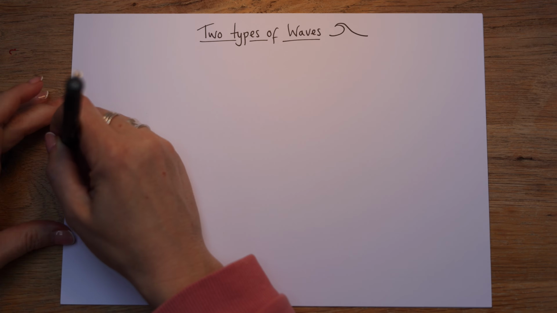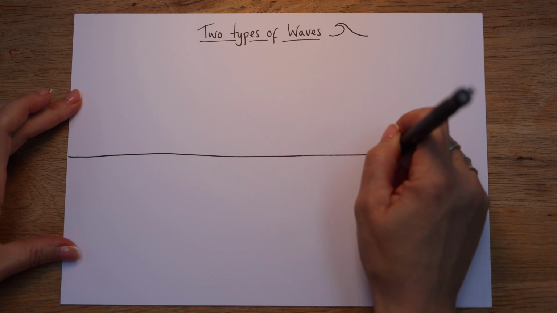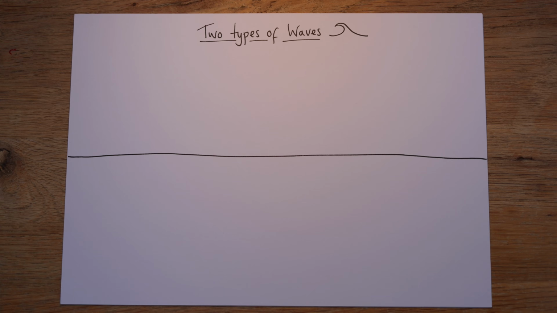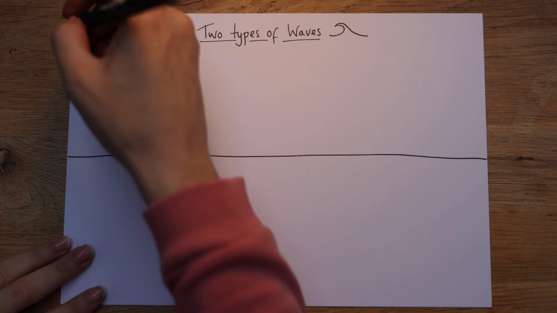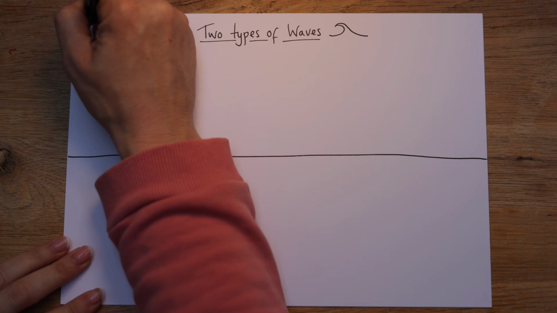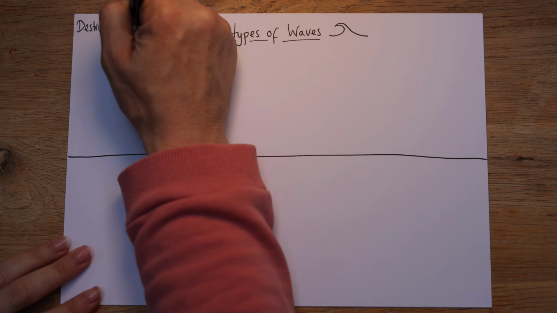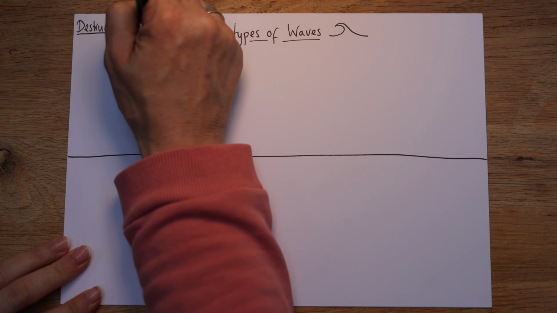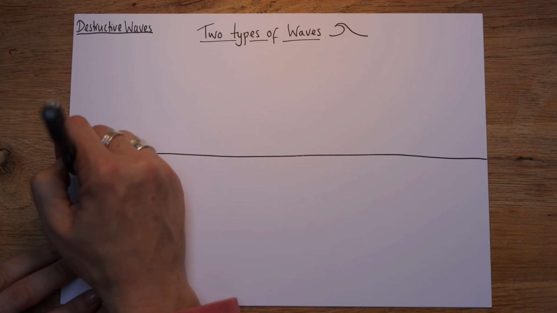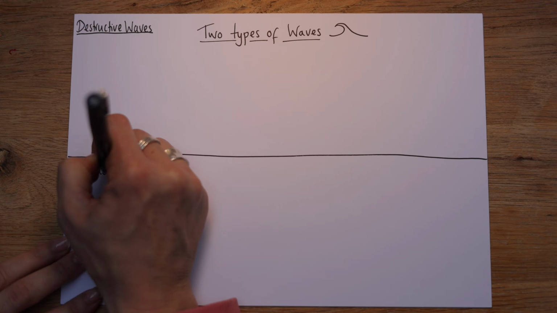Can you start by just turning your page, just draw a line across, that's fine, into two, like that. And we're going to do the meaty one at the top, so destructive waves. Okay, just underline that. And then we're going to look at constructive waves.